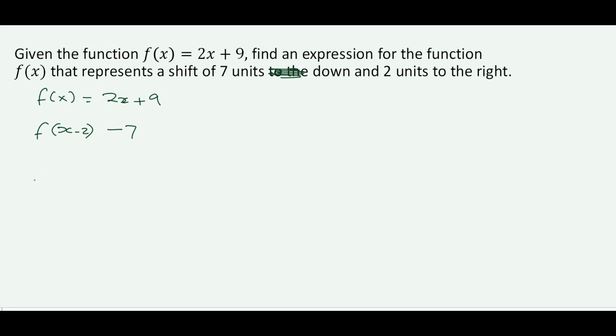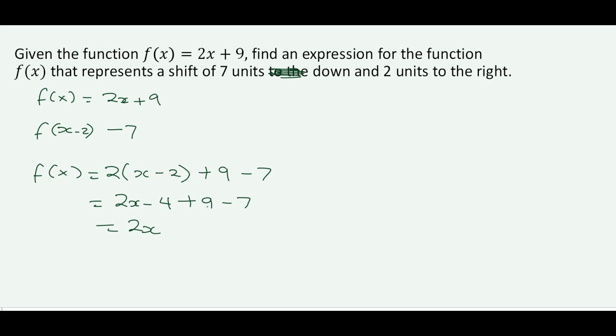So our new function is going to be equal to 2 times x minus 2, plus 9, minus 7. This is going to be 2x minus 4 plus 9 minus 7. So 2x minus 4 plus 9 is 5, and 5 minus 7 is minus 2. So this is going to be the function that has been translated 2 units to the right and 7 units down.